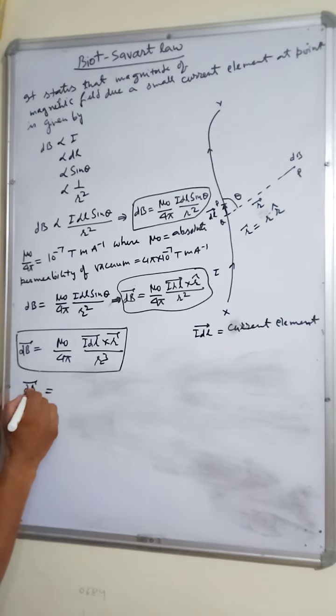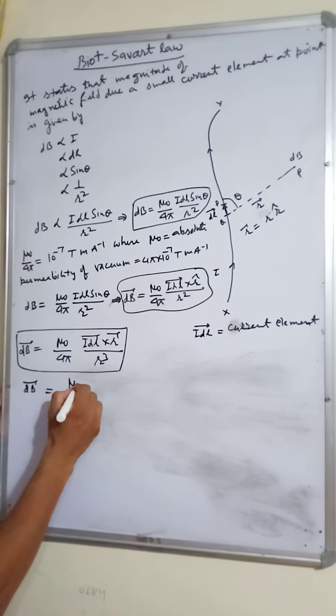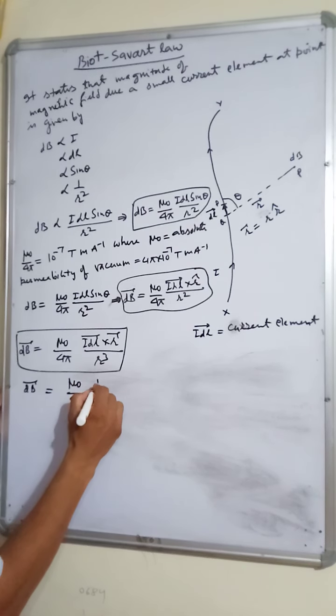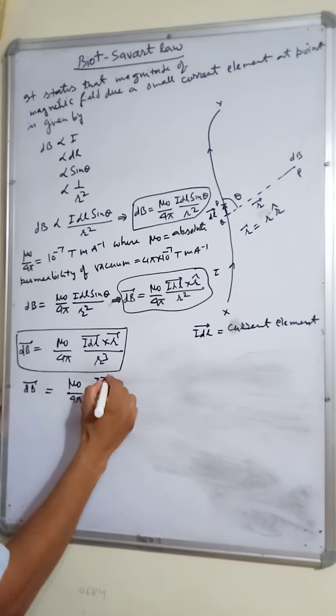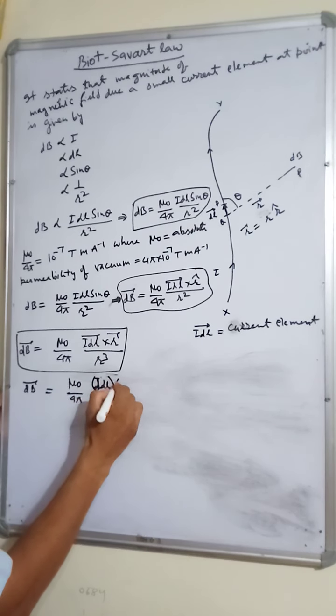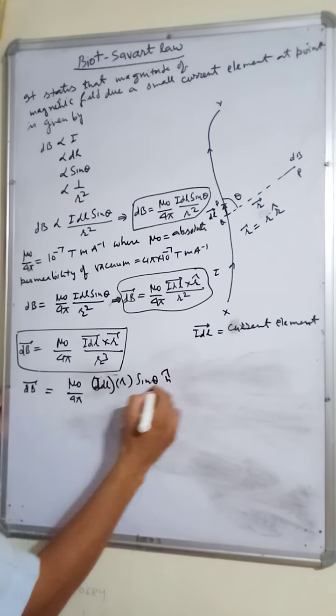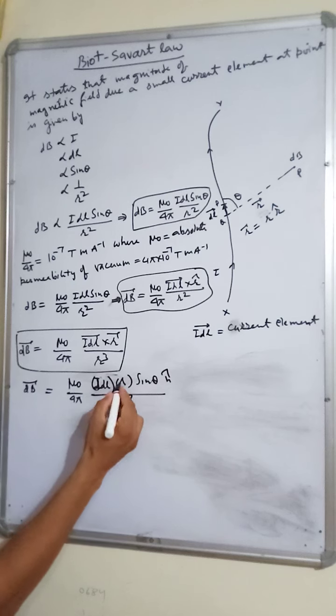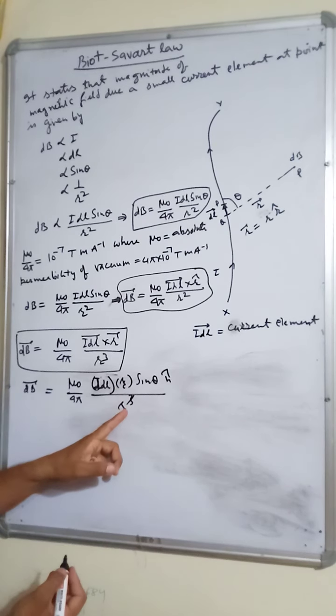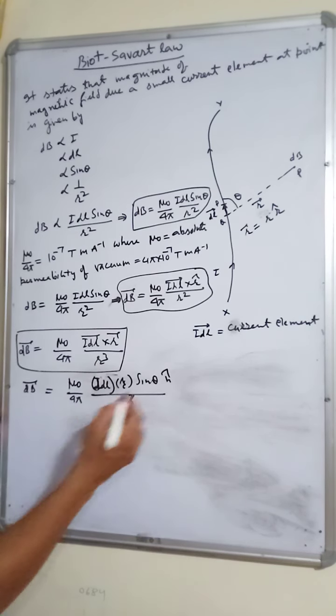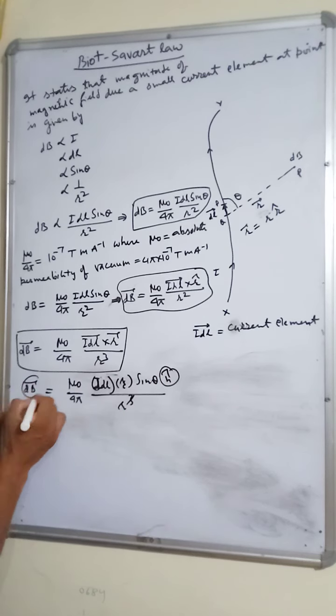Now if you open it, let us see, mu naught over 4 pi I dl, this is the I dl vector, a vector b, a cross b is equal to ab sin theta and direction, upon r cube. Now this r will be cancelled out by this one, then again it will become r square, and n cap will have the same direction as that of the dB.